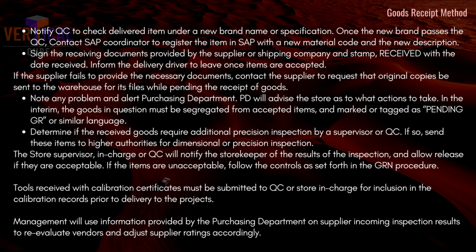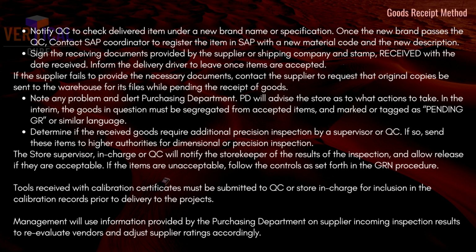1.8.1. If the supplier fails to provide the necessary documents, contact the supplier to request that original copies be sent to the warehouse for its files while pending the receipt of goods. 1.9. Note any problem and alert the purchasing department. PD will advise the store as to what actions to take. In the interim, the goods in question must be segregated from accepted items and marked or tagged as pending GR or similar language.